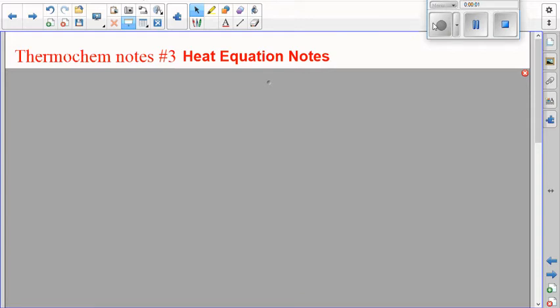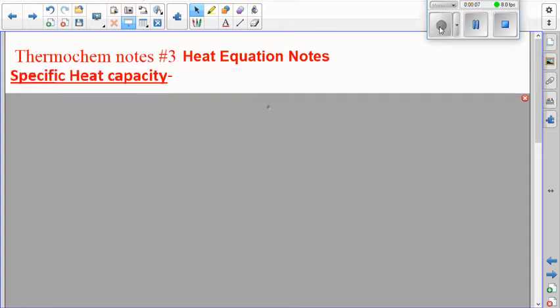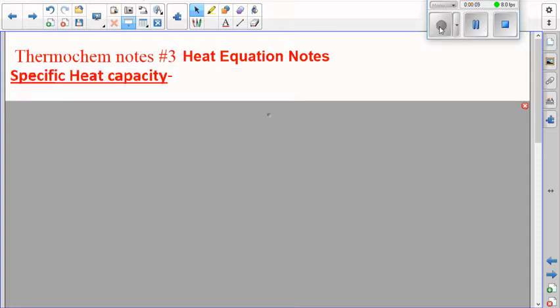Alright, Thermochem notes number 3. We're going to go ahead and talk about the heat equation. Okay, so we're going to talk about this idea of specific heat capacity.